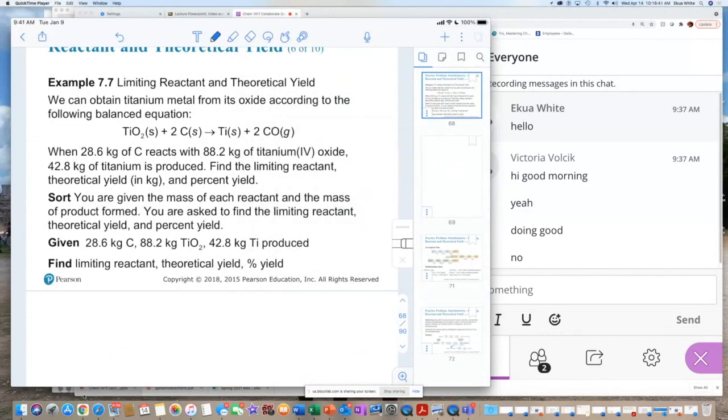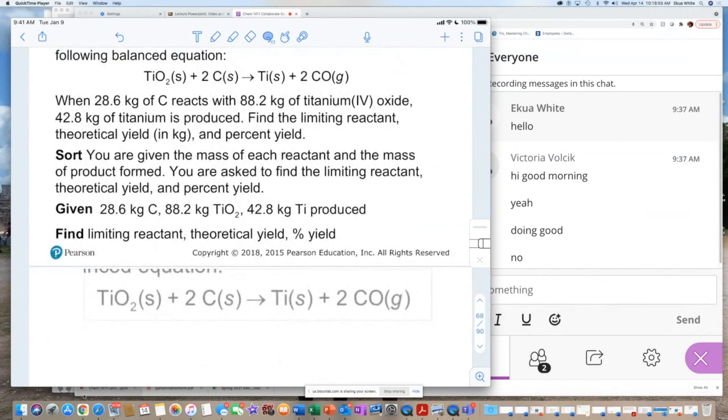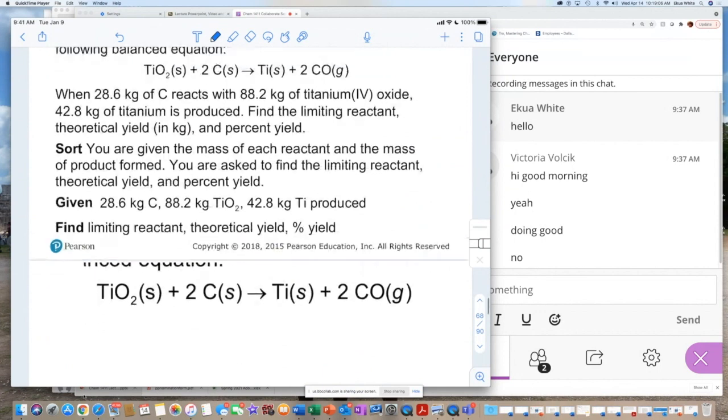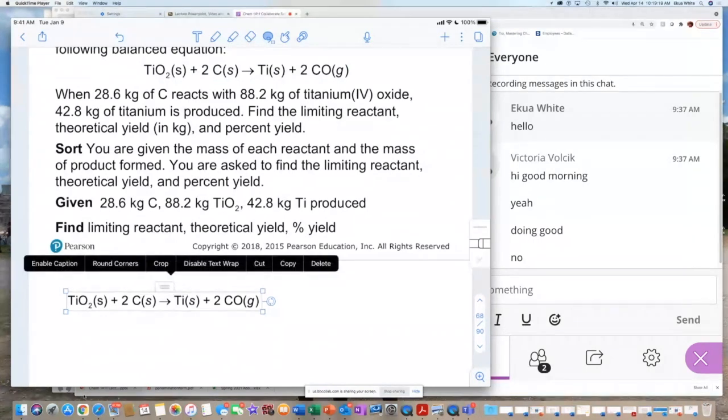I should add more than one page. Here's a balanced equation, so I'm going to write this out. Okay, when 28.6 kilograms of carbon react with... oh, here, I should have copied this better. It's okay, it's really not okay. I just want the equation because the stuff on top is taking up space I need.